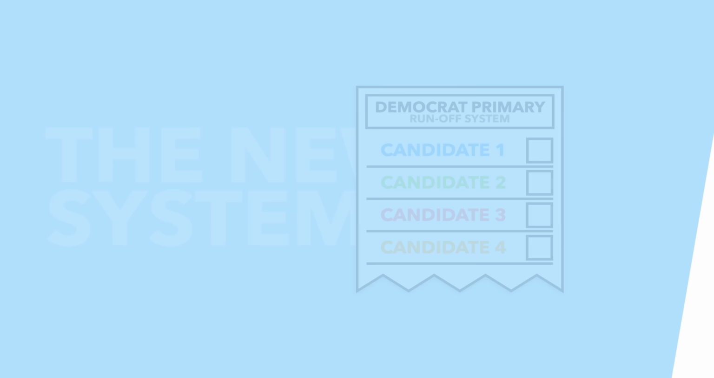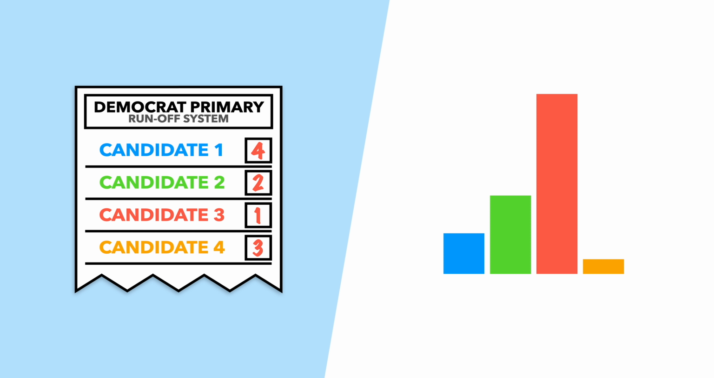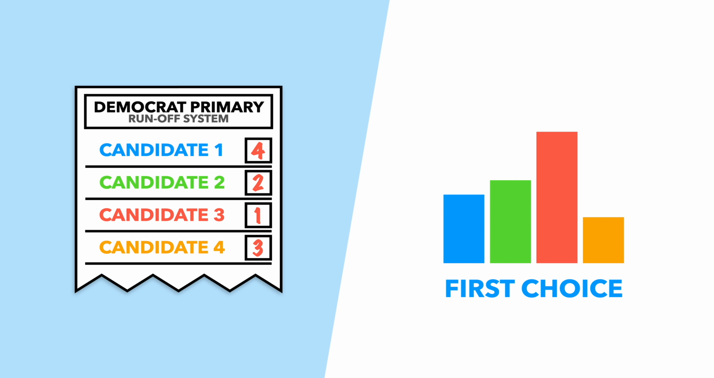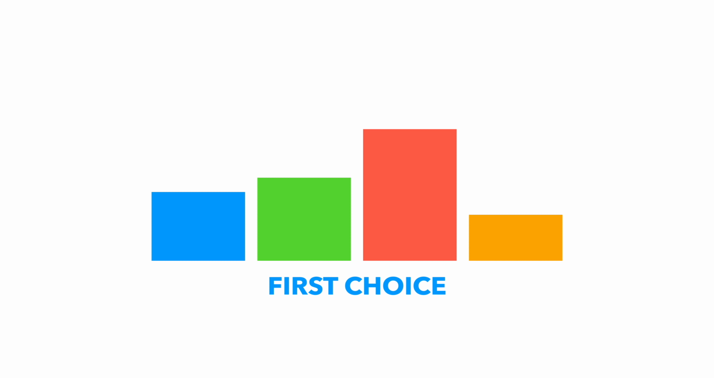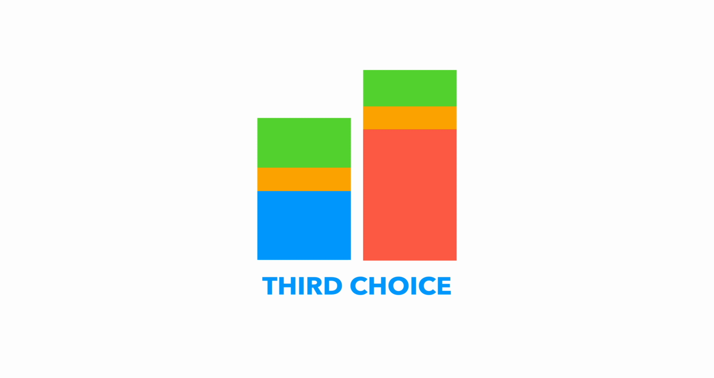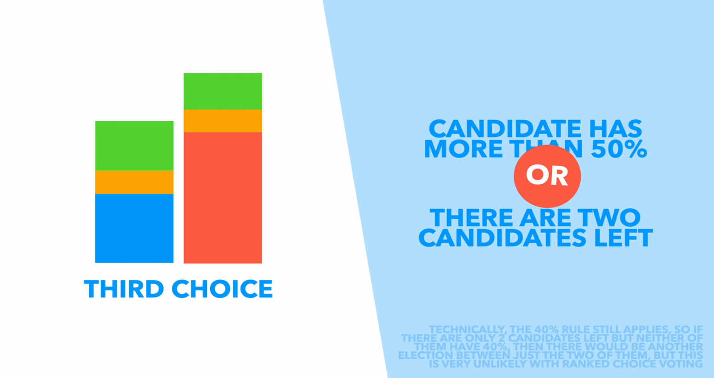This new system is different though, and lets voters rank up to 5 candidates. If a candidate has more than half of the vote based on first choices, then that candidate wins. If not, the candidate with the fewest votes is eliminated, and those voters' second preferences are redistributed. This process continues until either a candidate gets more than half the votes, or there are only 2 candidates left.